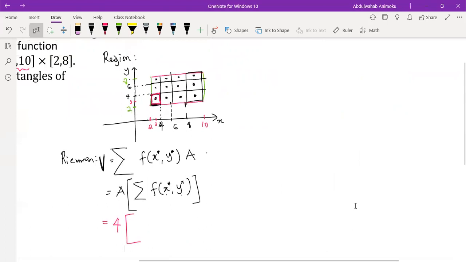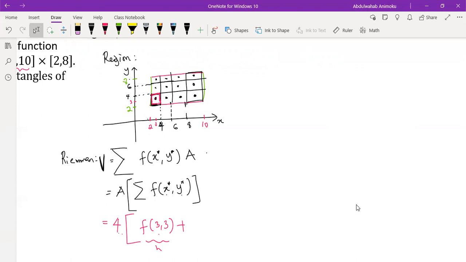Now, what does that mean? The first one would be at what? (3, 3). Okay, because the area times the height. So this is the height, which is determined by that point. F of this would determine the height of that strip. So when we multiply that by the area, it will give us the volume.